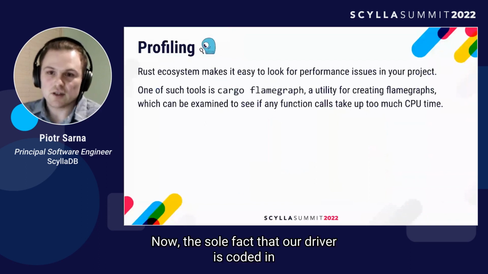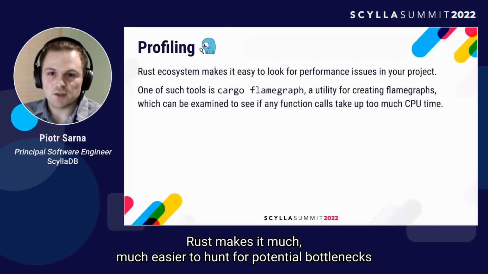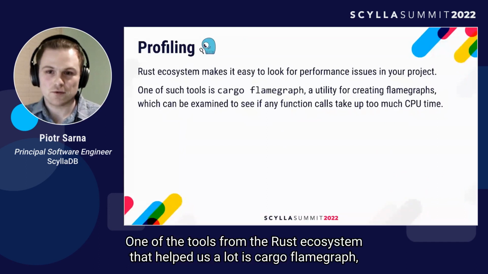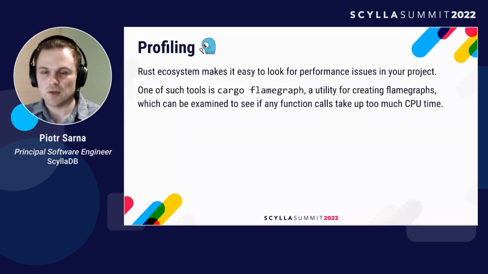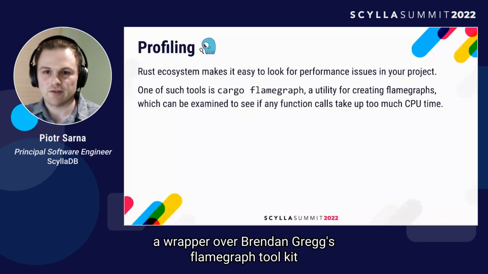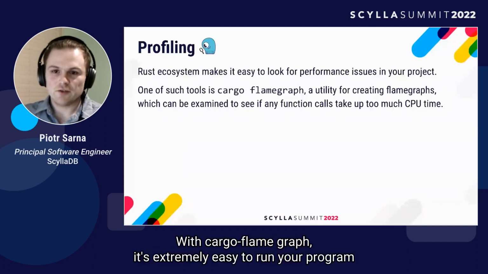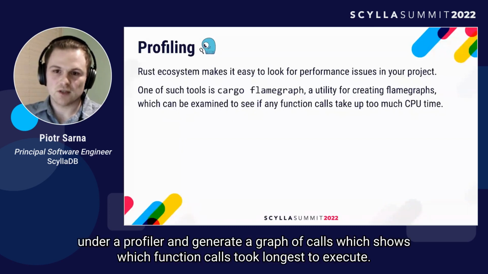Now, the sole fact that our driver is coded in Rust makes it much easier to hunt for potential bottlenecks and other performance issues. One of the tools from the Rust ecosystem that helped us a lot is Cargo Flame Graph, a wrapper over Brendan Gregg's Flame Graph toolkit integrated into Rust's build system Cargo. With Cargo Flame Graph, it's extremely easy to run your program under a profiler and generate a graph of calls, which shows which function calls took longest to execute.